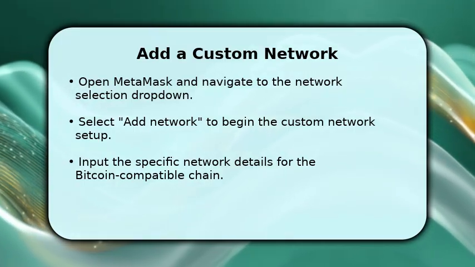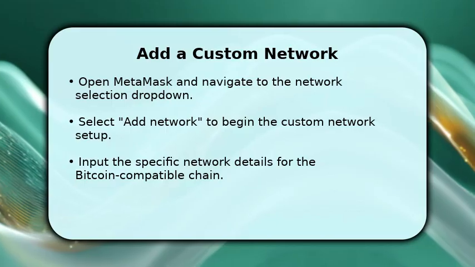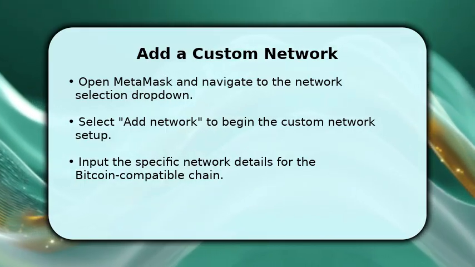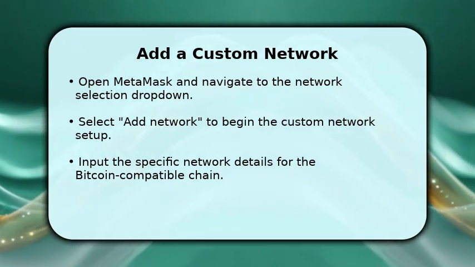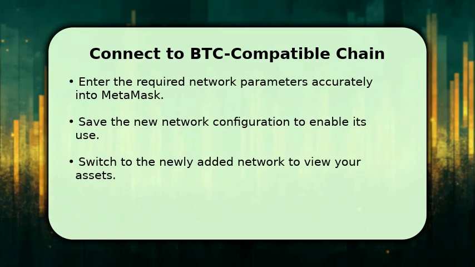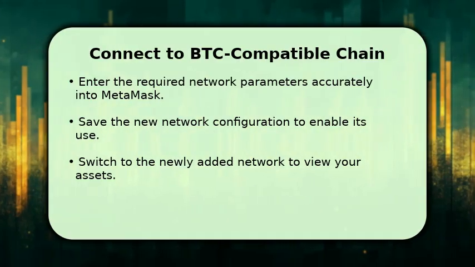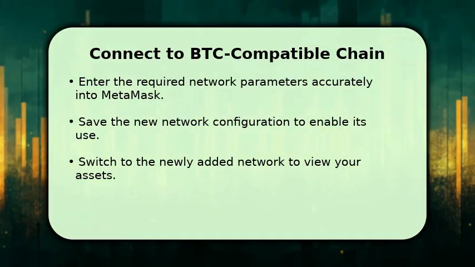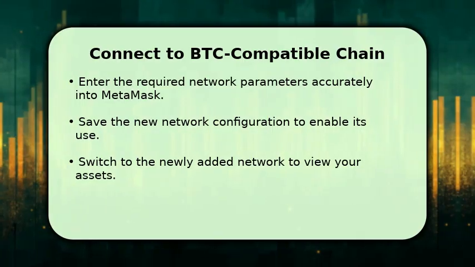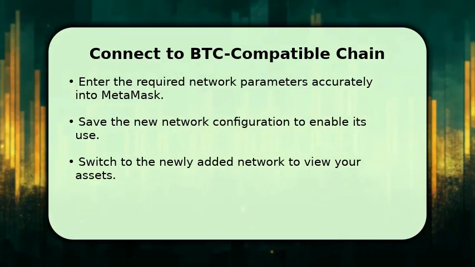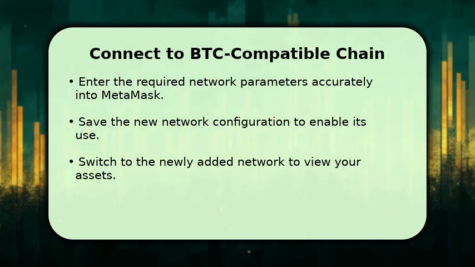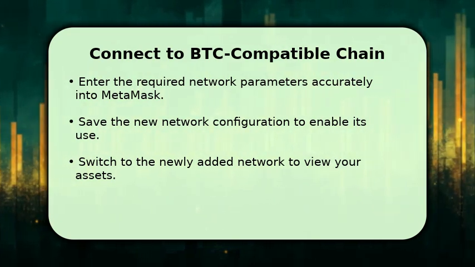You'll need the network name, a new RPC URL, chain ID, currency symbol, and Block Explorer URL for the chain you wish to use for wrapped Bitcoin. Carefully enter all the necessary network parameters into the provided fields. Double-check the RPC URL and chain ID to avoid connection issues. Once all details are correctly entered, click Save to add the new network to your MetaMask.